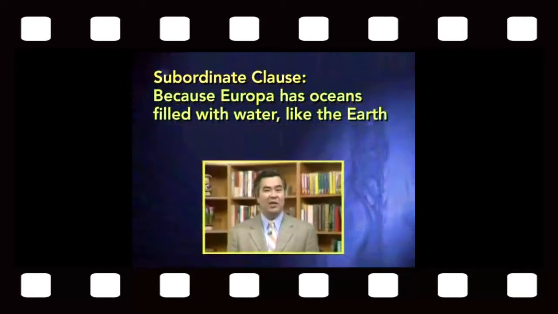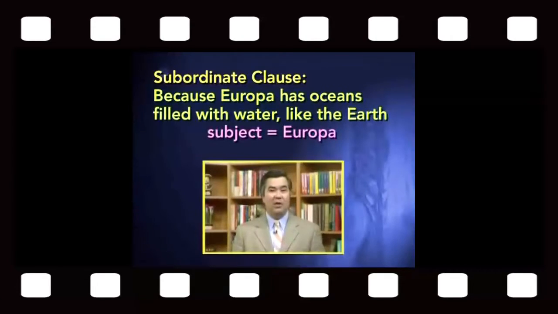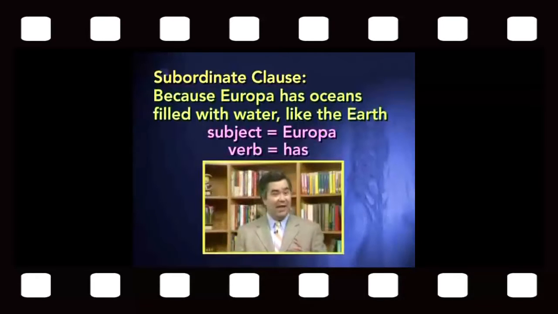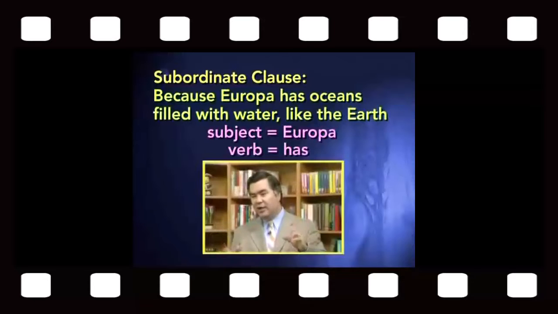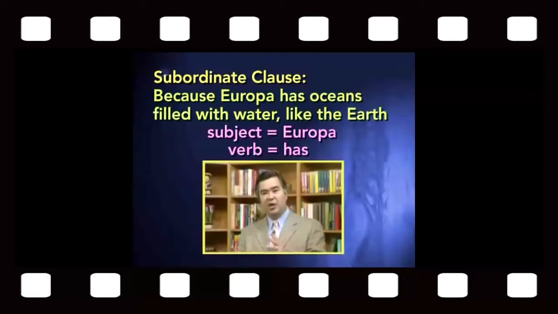Because Europa has oceans filled with water like the earth. Now, this is a clause because it does contain a subject and a verb. The subject is Europa. The verb is has. So far, so good. But can this stand alone as a sentence? No. I think if you listen to this group of words, you can see that the clause doesn't express a complete thought. It says, because Europa has oceans filled with water like the earth.